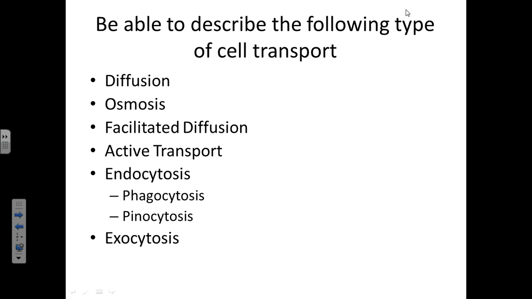Osmosis is the movement of what? Water. The movement of water. We defined it 3 different ways. We said it's the movement of water from high water concentration to low water concentration. That's the most basic way to define it. But we also defined it in terms of what was in the water, which we call what? Solutes. And if we're talking about what's in the water, it's moving from low solute concentration to high solute concentration.